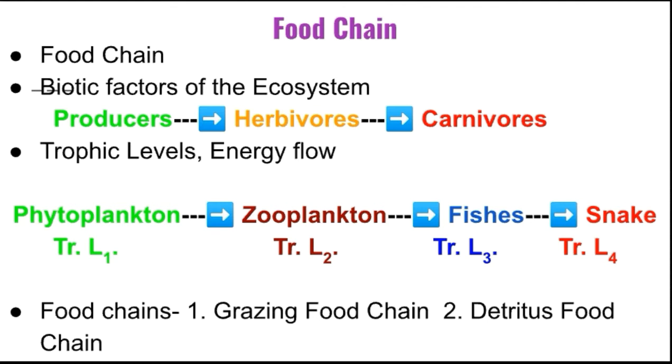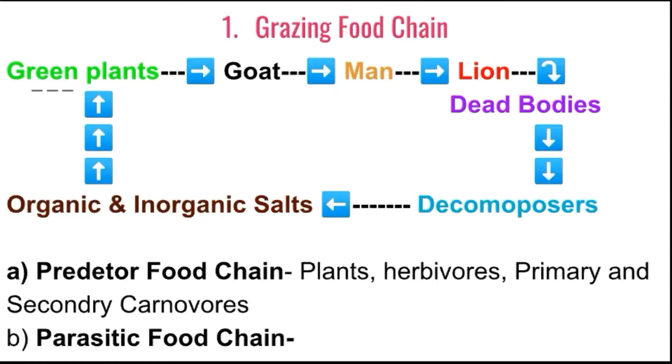One more point: food chains are of two types. First is the grazing food chain, and second is the detritus food chain. In the grazing food chain, see here in the diagram of the food chain, this food chain starts from plants. It goes through herbivores and ends in carnivores. It starts from green plants and ends in the carnivores.